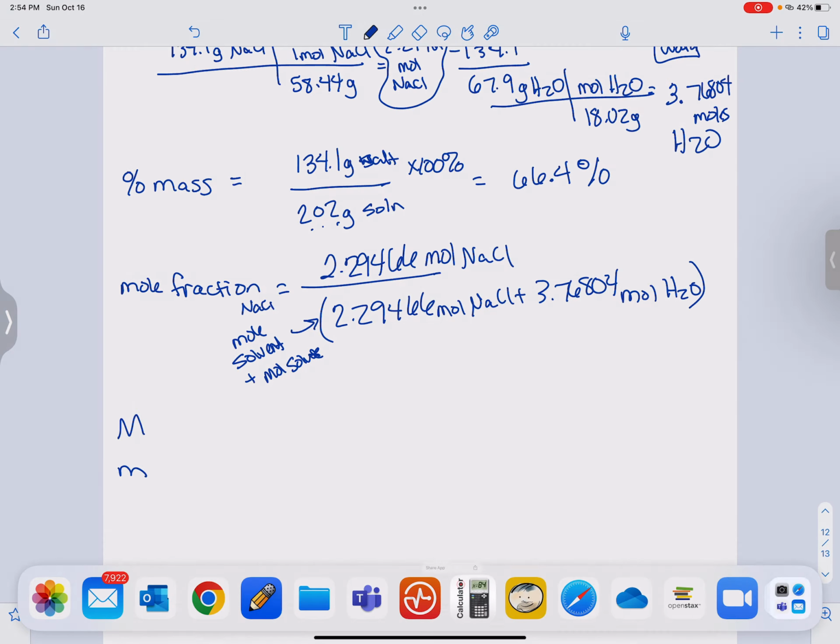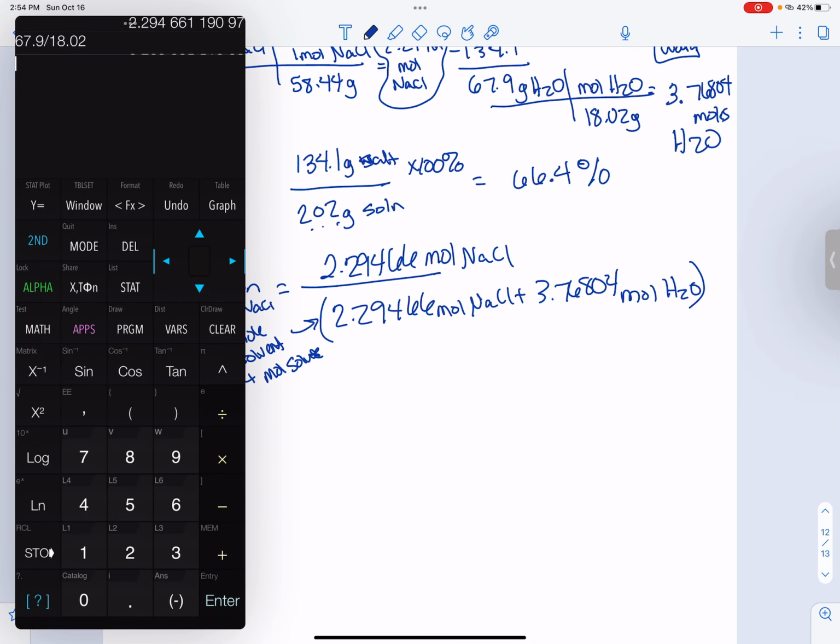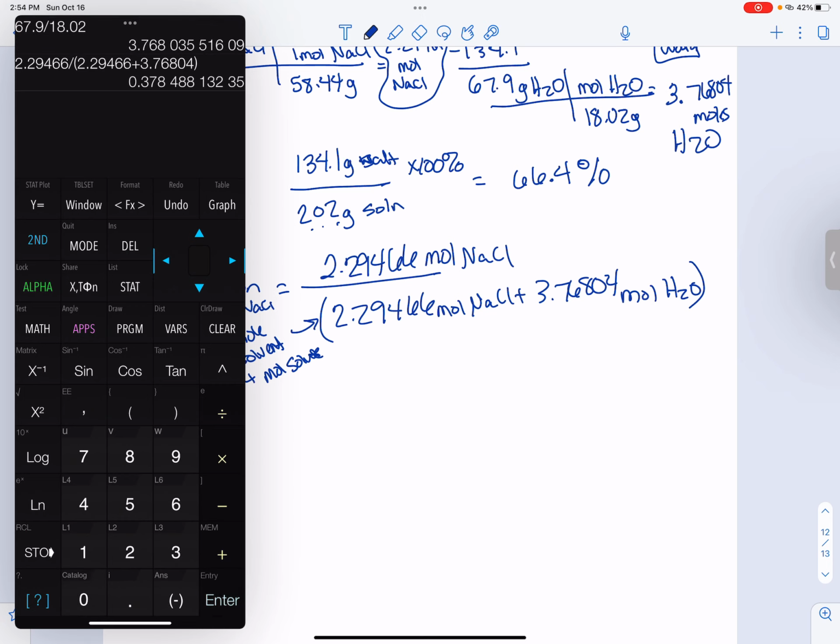So I'm going to put this in my calculator. So 2.29466 divided by parentheses 2.29466 plus 3.76804. So that gives me that my mole fraction for NaCl is 0.378. Now the difference, if it had asked me for the mole fraction of water, is that this number would have been on top, but the bottom part would have stayed the same.